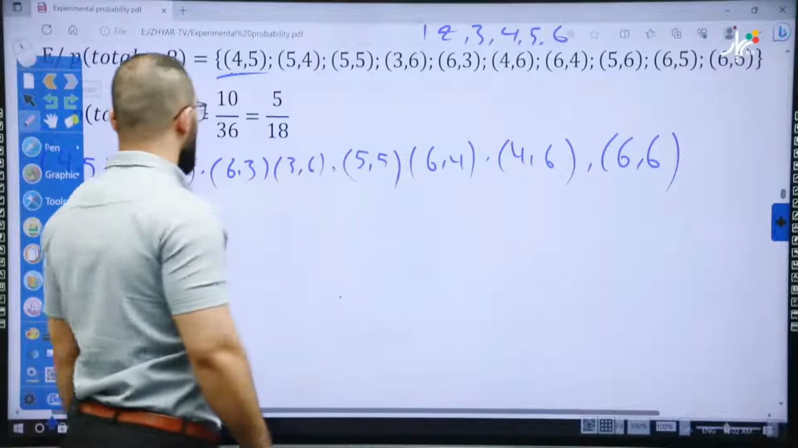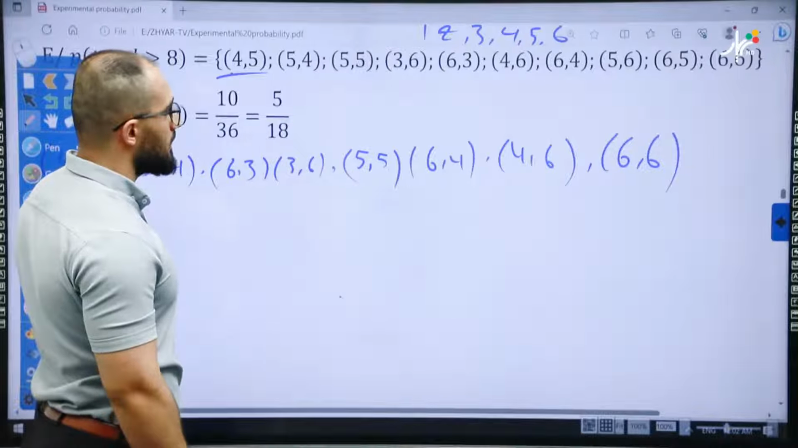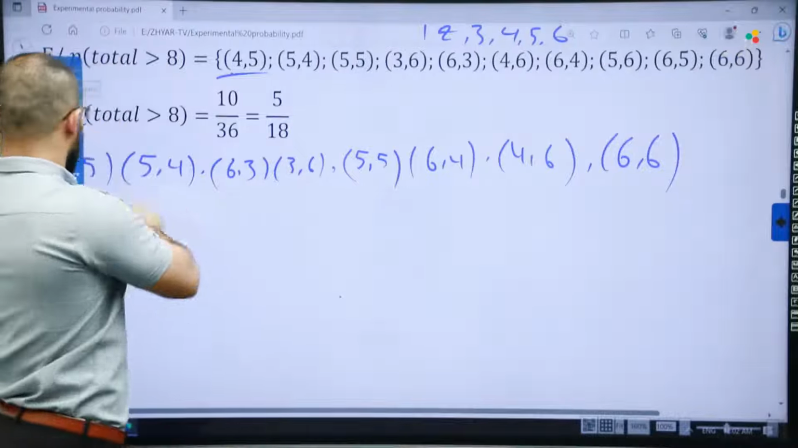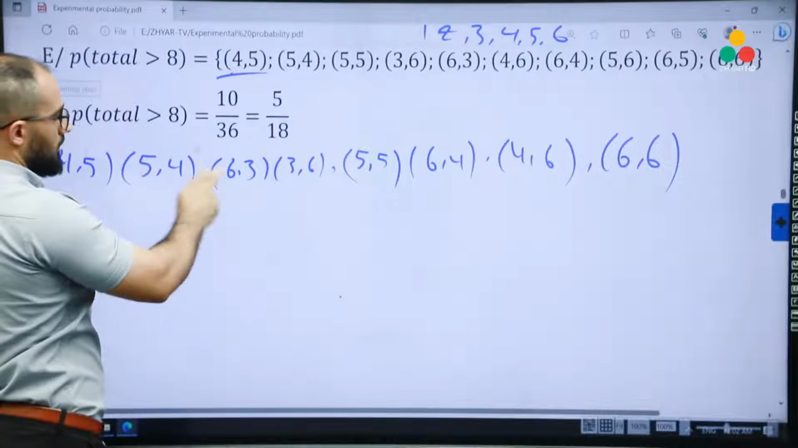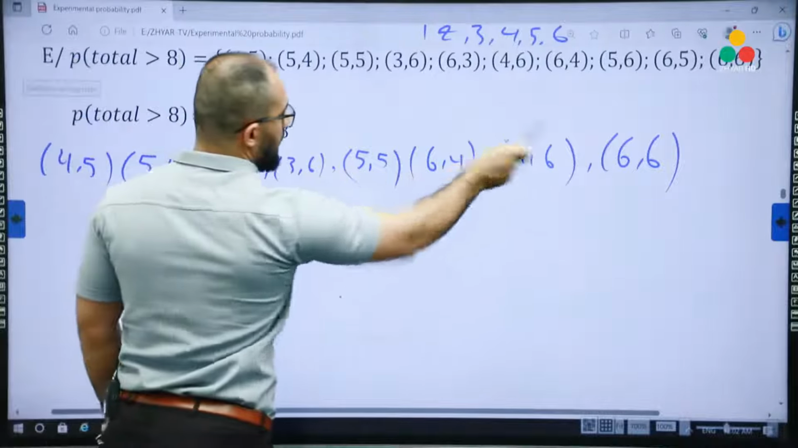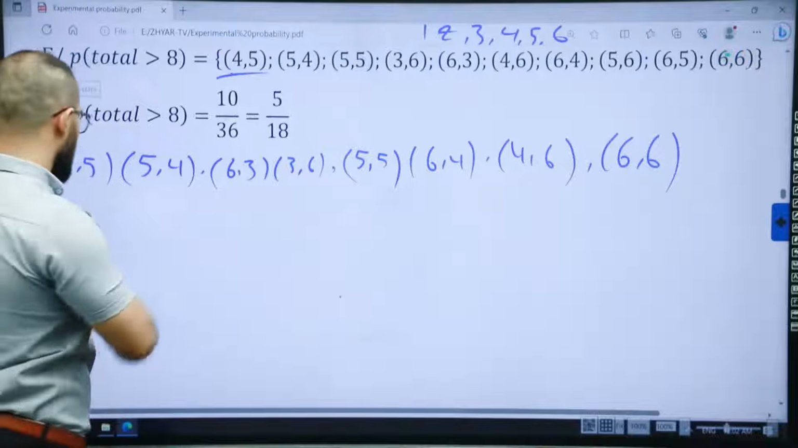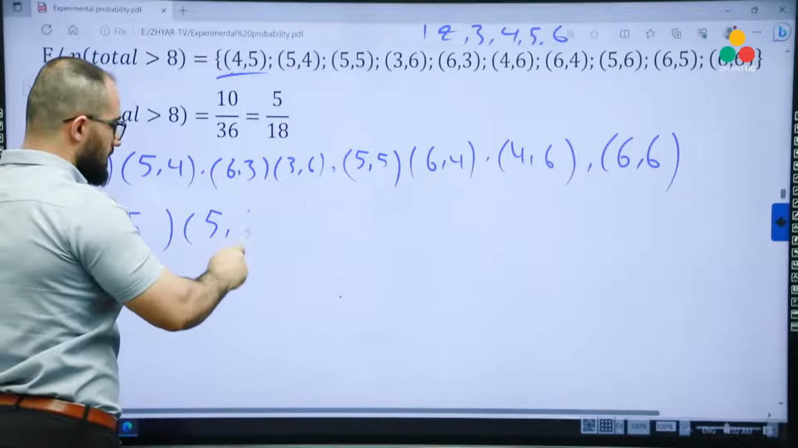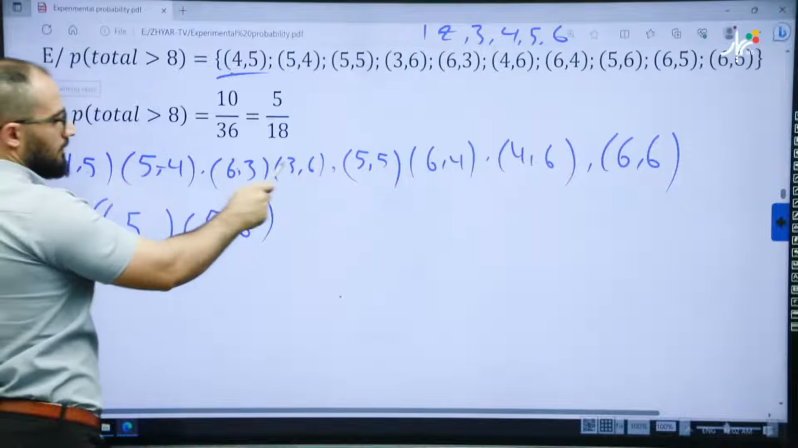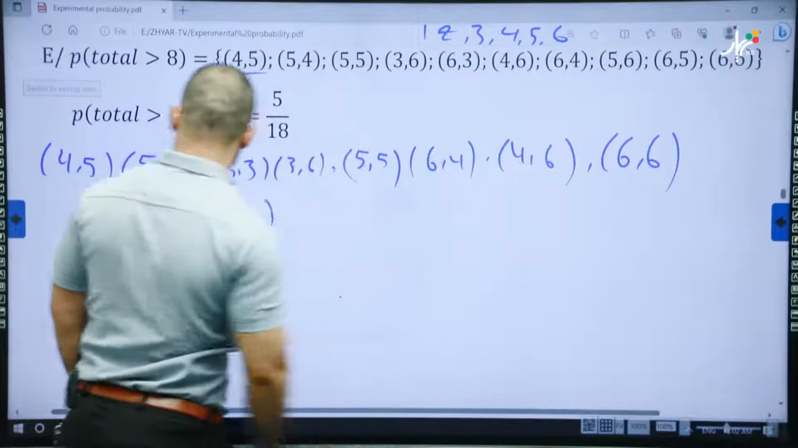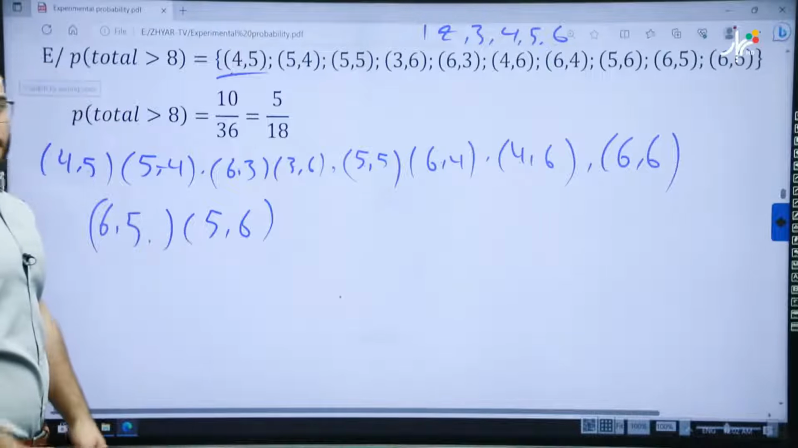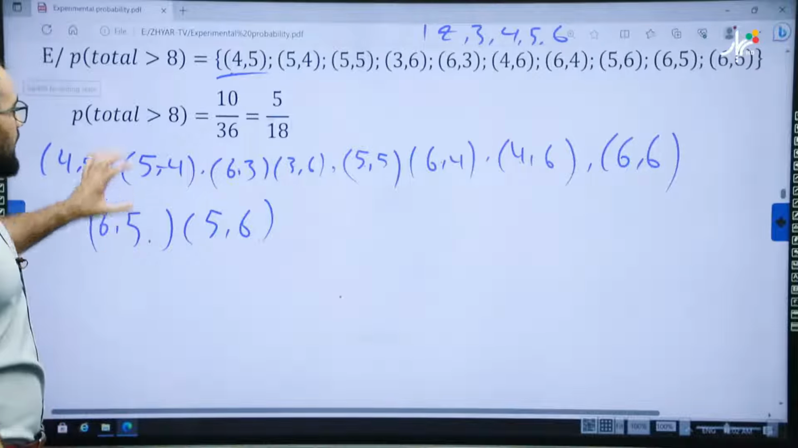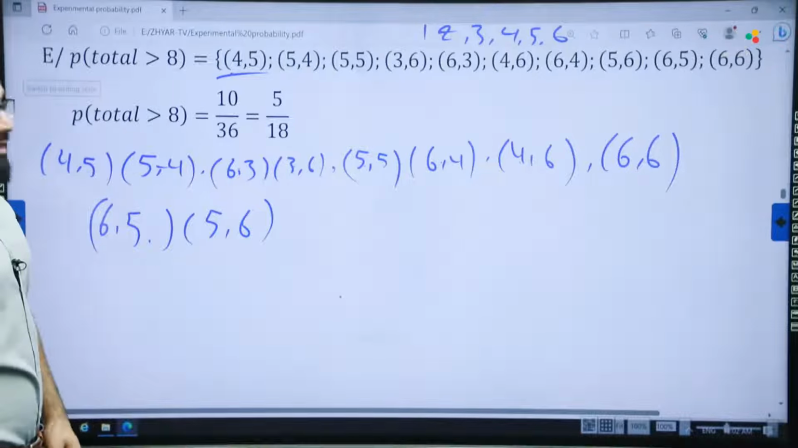So the results are, say you have 10 results: 1, 2, 3, 4, 5, 6, 7, 8. You have 2 more results: 6 and 5, and also 5 and 6. So 1, 2, 3, 4, 5, 6, 7, 8, 9, and 10. We have 10 results. If you add them, they are going to be greater than 8.